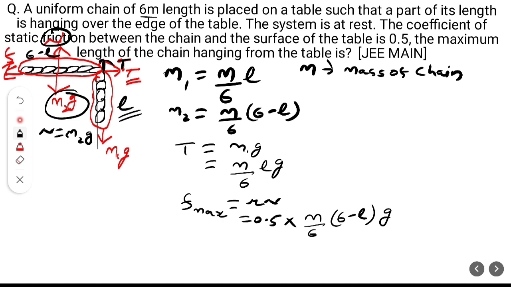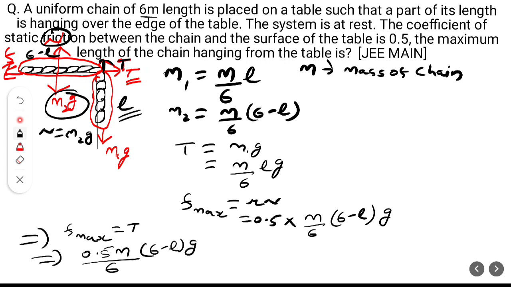Now let us equate. Clearly, F max is equal to T. So the condition is F max equal to T. This implies 0.5 times M divided by 6 times 6 minus L times g is equal to the tension, T equal to M by 6 L g. You see that M by 6 g will get cancelled. So what will you get?